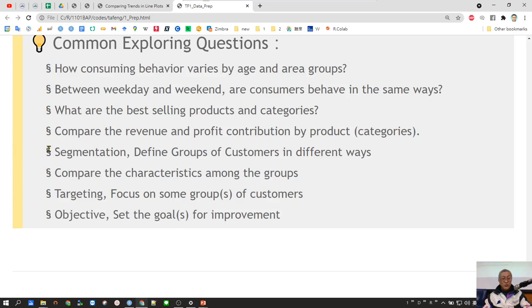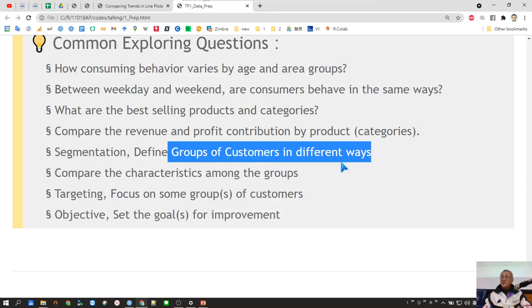For example, if you want to define groups of customers in different ways, right? For now, you can segment customers by age, right? You can segment customers by their area, right? And you can also separate customers by the product that they buy, right? Okay, you can segment data by whether they are a weekend buyer or a weekday buyer, right? They are two different groups, right? Isn't it?